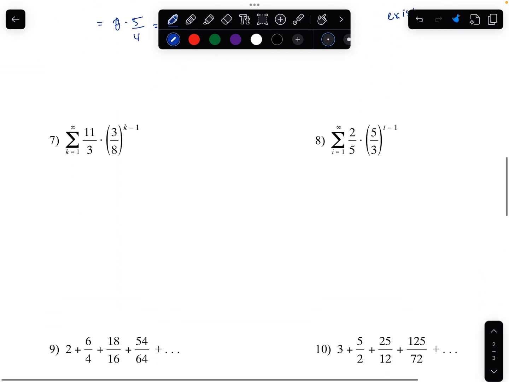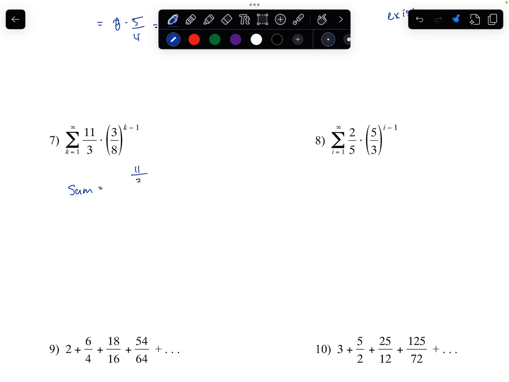All right, for the next one right here, if I plug in 1, I'm going to get 0. So for my sum, my first term is 11/3 over 1 minus the ratio, which is 3/8. That's equal to 11/3 over 1 minus 3/8, which would be 5/8. So I get 11/3 times 8/5 if I do the keep, change, flip rule. And that's going to be equal to 88 over 15.